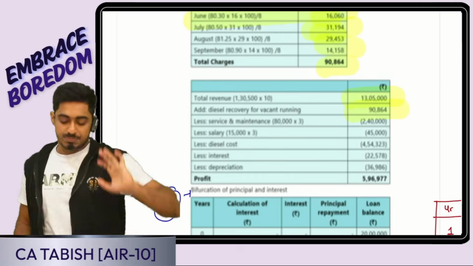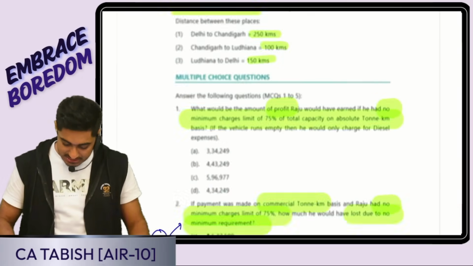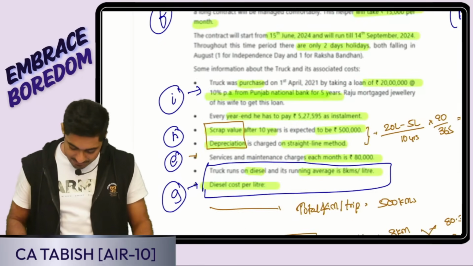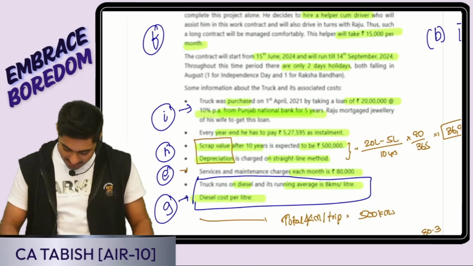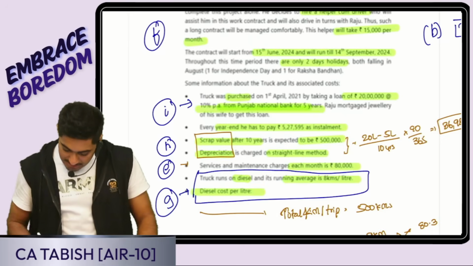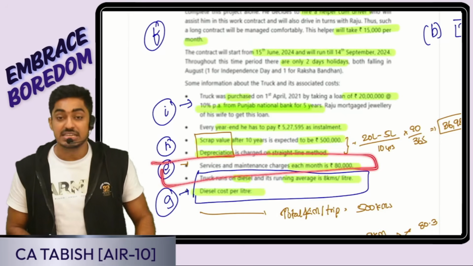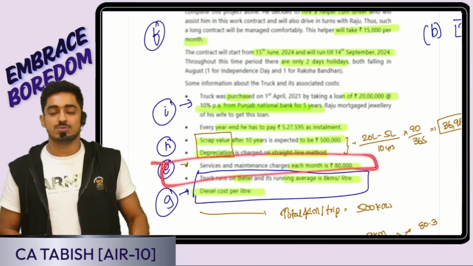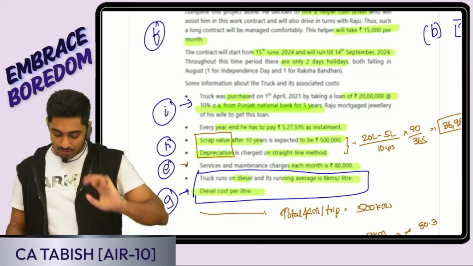Now what all expenses are there? Let us try seeing the expenses. Pay attention everyone, one by one. The first expense that I'm having is service and maintenance charges, each month 80,000. So we are having this for roughly 3 months, so I'll be multiplying by 3.